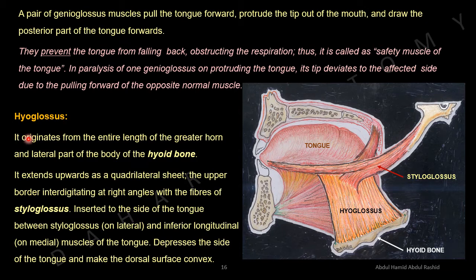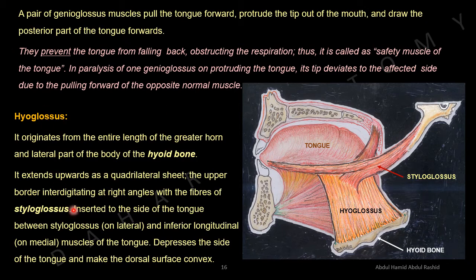Hyoglossus muscle originates from the entire length of the greater horn and lateral part of the body of the hyoid bone. It extends upwards as a quadrilateral sheet of muscle, the upper border interdigitating at right angles with the fibers of the Styloglossus muscle. Look at it. The upper part, Hyoglossus muscle fibers interdigitate with the Styloglossus muscle fibers.